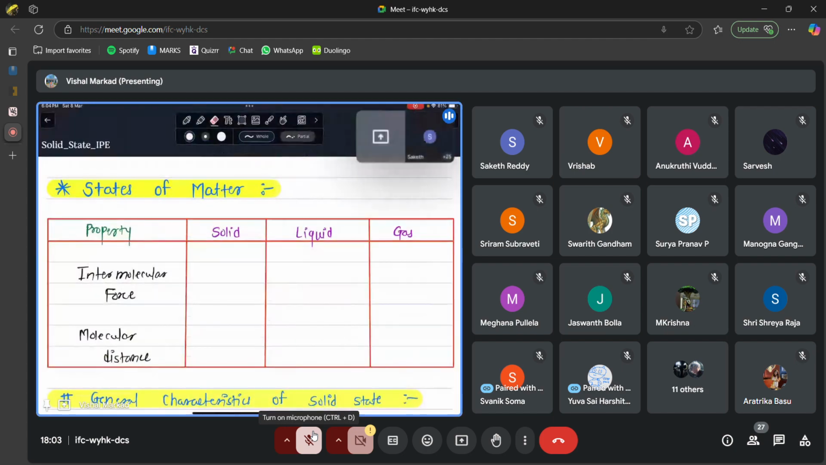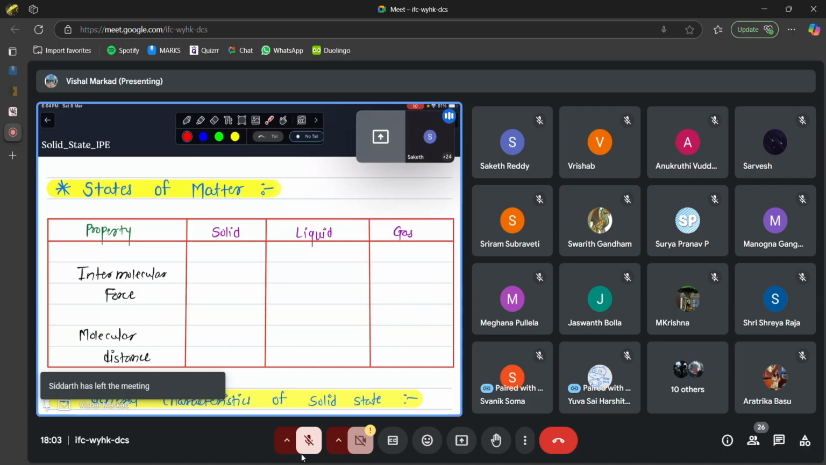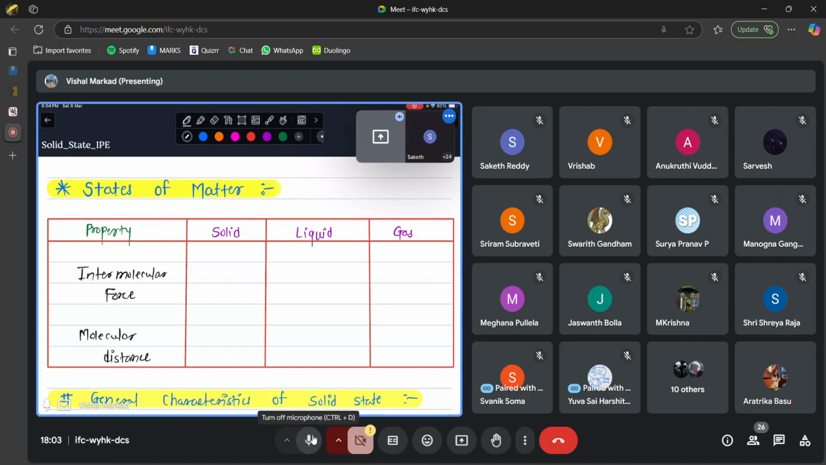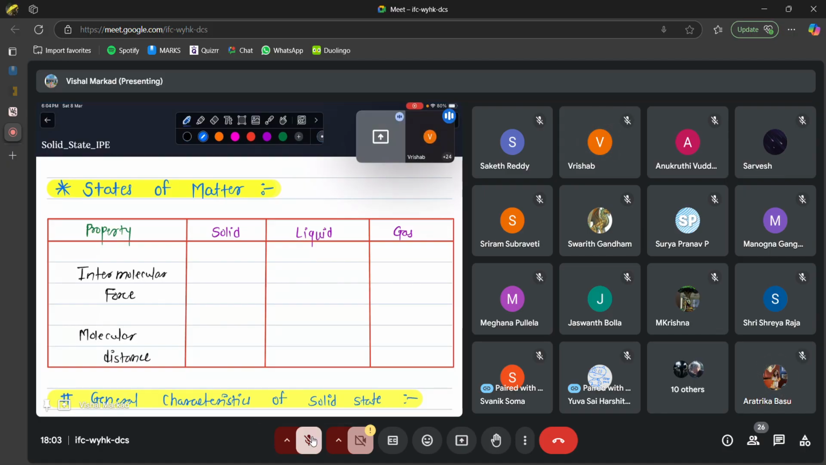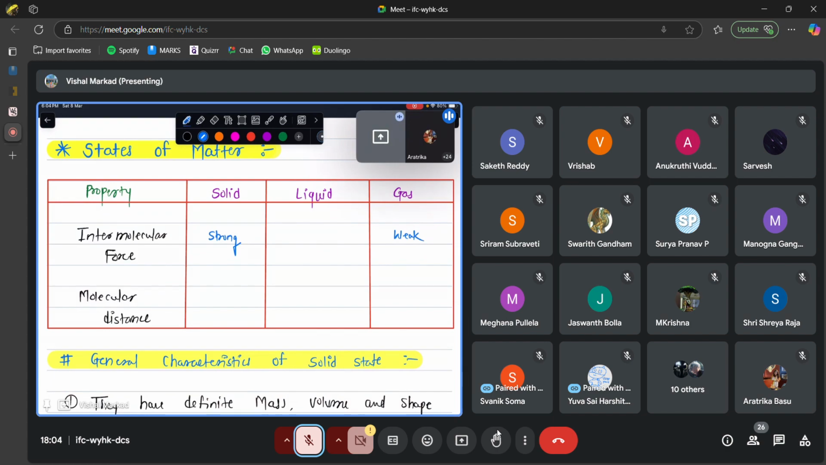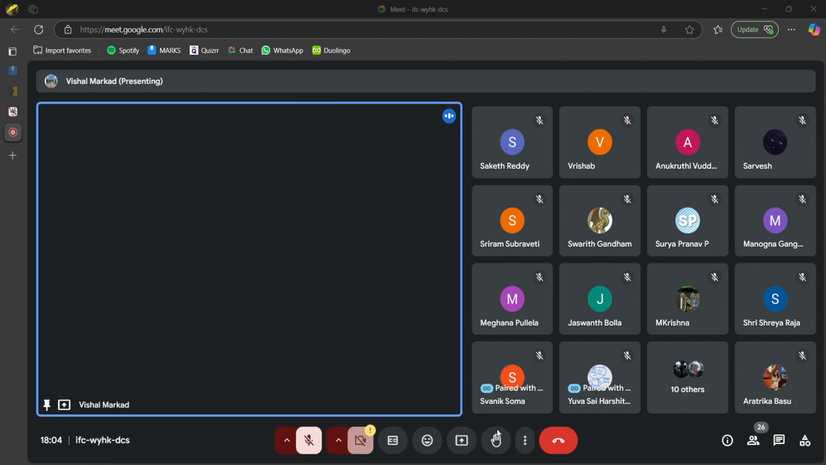So we'll see the solid state. Now we have seen the three states of matter: solid, liquid, and gas. How do we separate them? We can separate them on the basis of intermolecular force. Can you tell me where the intermolecular forces will be stronger, in solid, liquid, or gas? Solid. In solid, they will be strong, right? Where will it be weak? Gas. In gas, it will be weak. And in liquid, I can say there will be something intermediate between strong and weak, right?